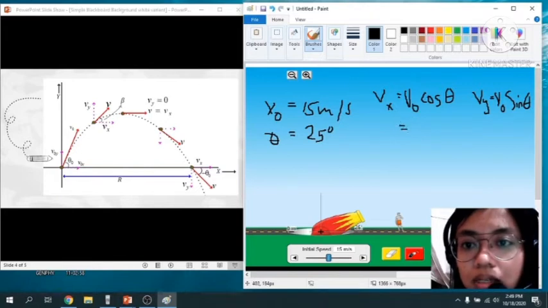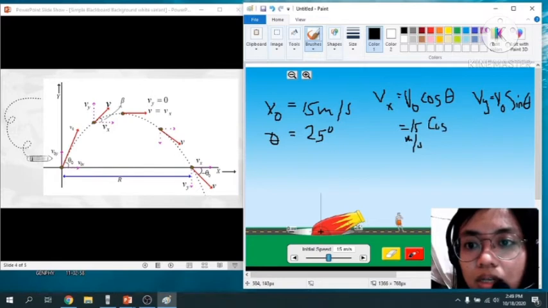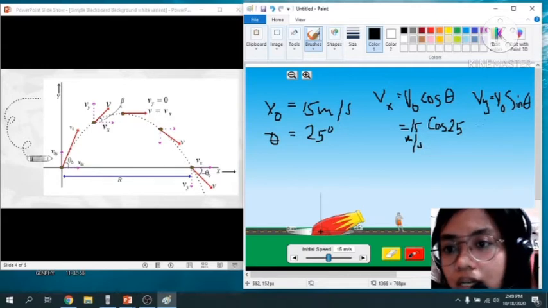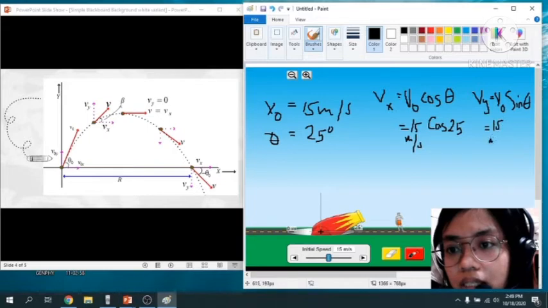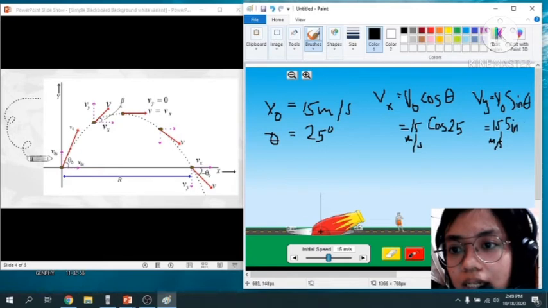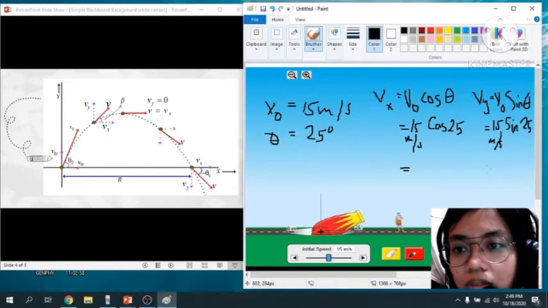Now, let's substitute. What is the v0? We have 15 meters per second, then multiply by the cosine, and then the angle, which is 25. Next, let's go to Vy. Same with the Vx, let's substitute 15 meters per second, and then copy the sine, and then the angle, which is 25. So how are we going to solve this one?